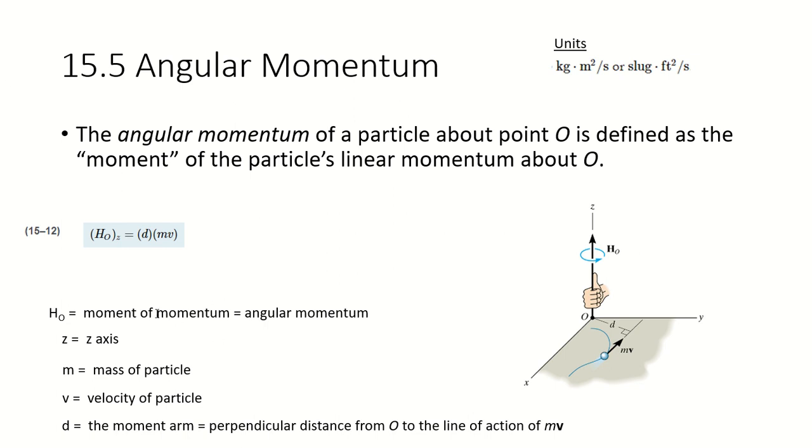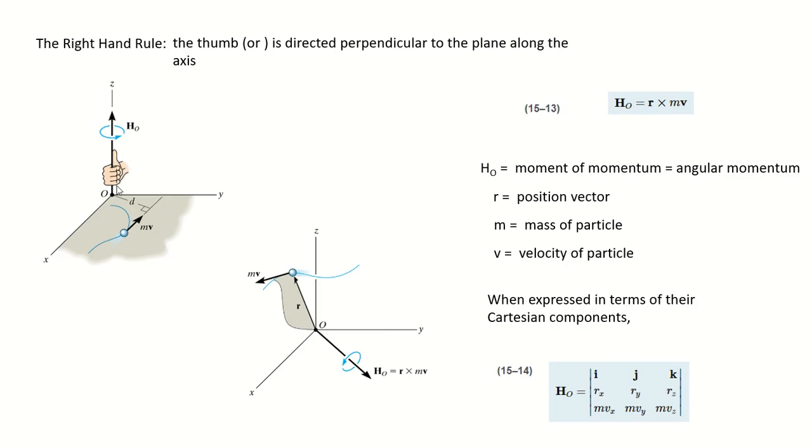Actually, this is linear momentum, and the moment of it is equal to the angular momentum. Then we apply a little right hand rule. You have your thumb directed upwards in this example, perpendicular to the plane, along the axis. So the thumb is pointing along the z axis. The plane is right down there, and the thumb is perpendicular to that plane.